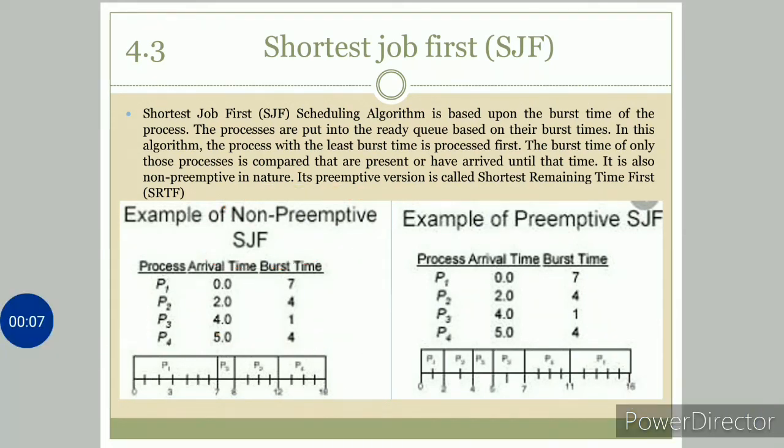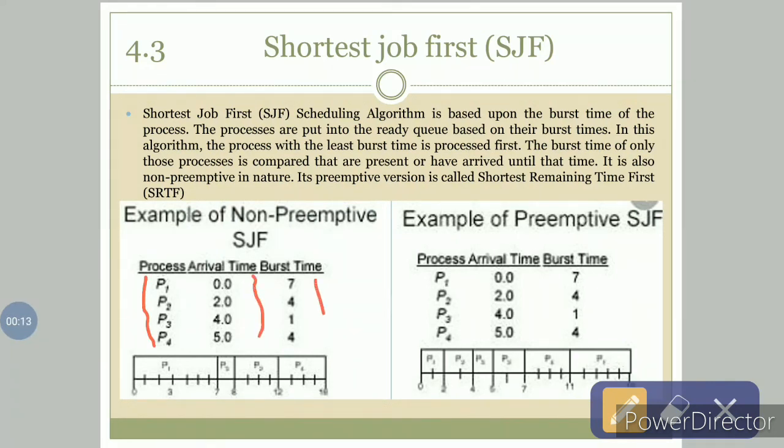So we are given 4 processes, P1, P2, P3 and P4, with their corresponding arrival time and burst time. At time 0, P1 arrives with its execution time of 7 units of time. So it starts execution from 0 up to 7. After execution of P1, we'll see among the processes P2, P3 and P4 which process requires the minimum amount of time.